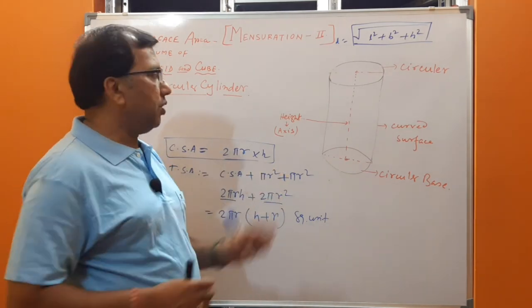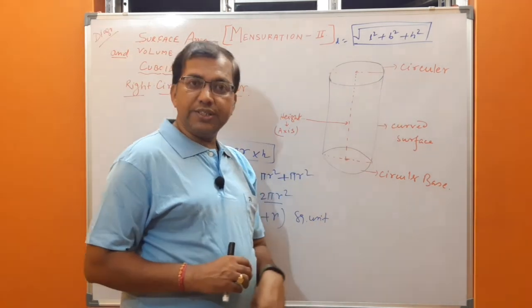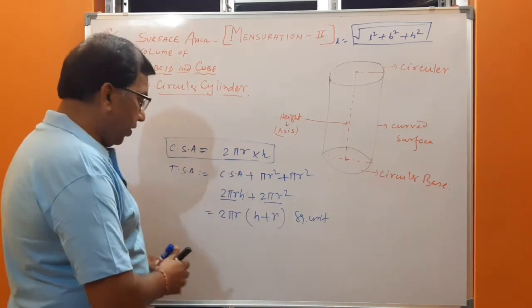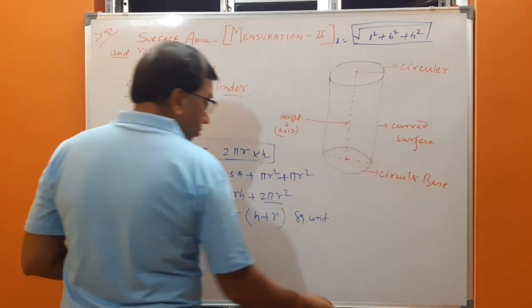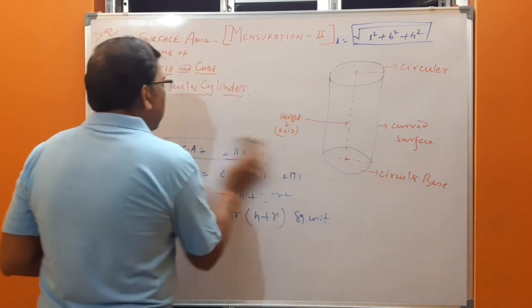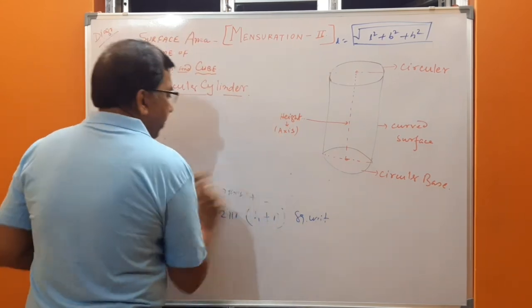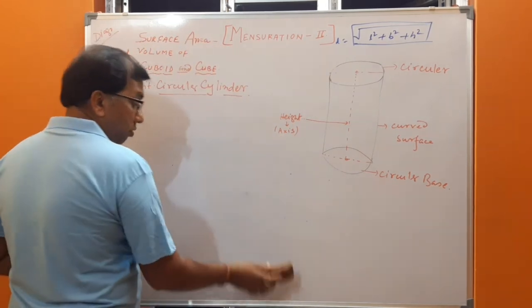Sometimes the base is out of consideration, and only the curved surface area will be considered. So, mind it. Next, come to the volume. Volume of the right circular cylinder. How to find out the volume?